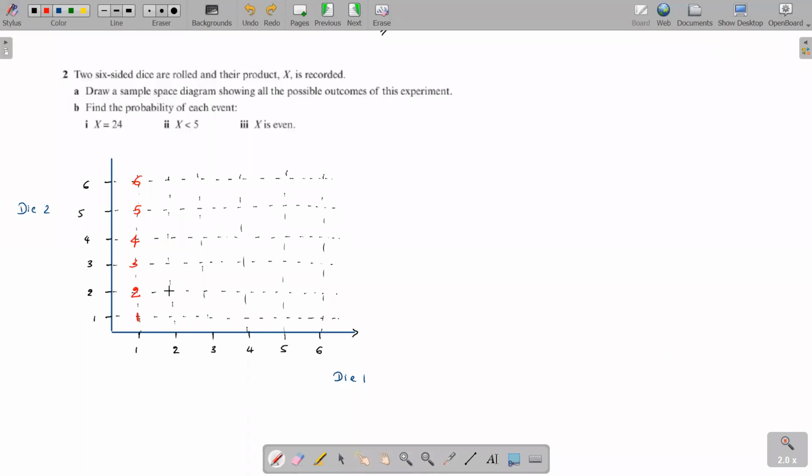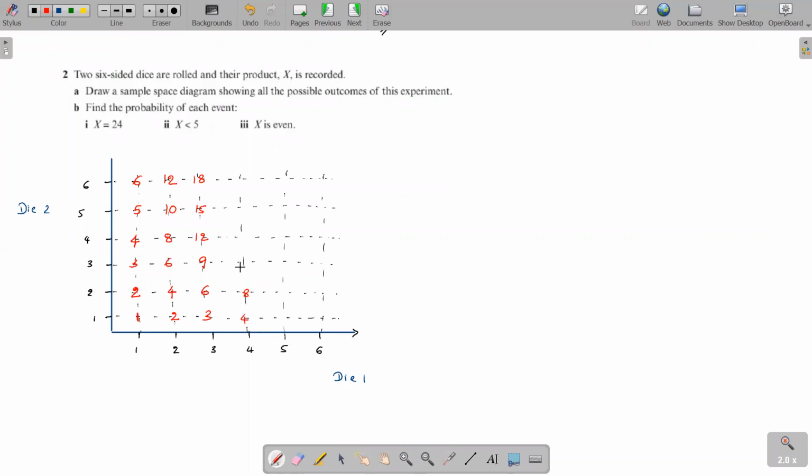So over here, dice 1 is 2, dice 2 is 1. So 2 times 1 is 2, 2 times 2 is 4, 2 times 3 is 6, 2 times 4 is 8, 2 times 5 is 10, 2 times 6 is 12. So here, 3 times 1 is 3, 3 times 2 is 6, 3 times 3 is 9, 3 times 4 is 12, 3 times 5 is 15, 3 times 6 is 18, right?